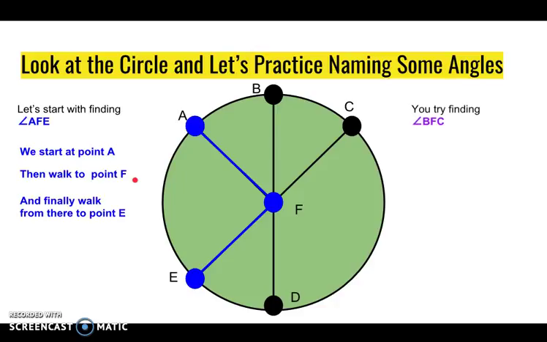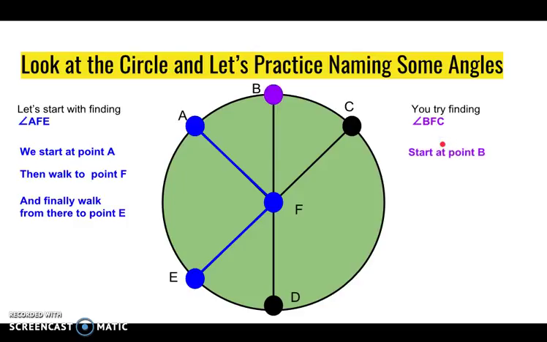And then let's try another one, okay? I want you to pause the video for just a second, and I want you to try finding this angle right here, angle BFC. So go ahead and hit the pause button. Okay, I'm assuming you did, and that you're hitting play again now.